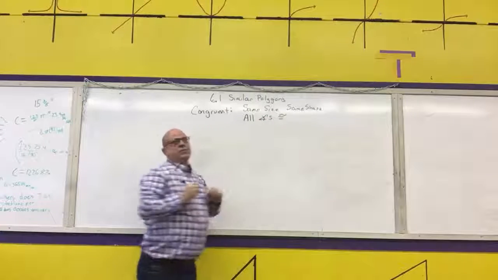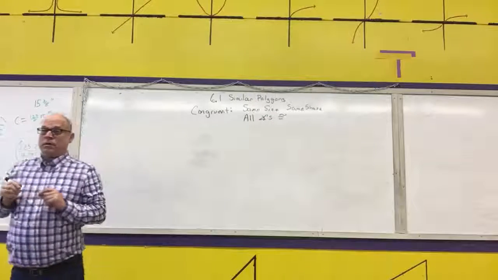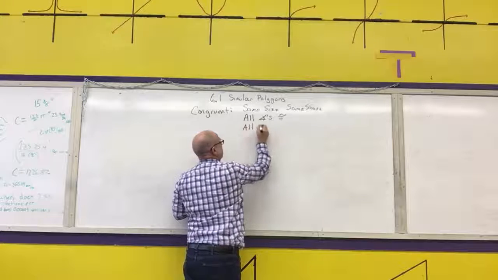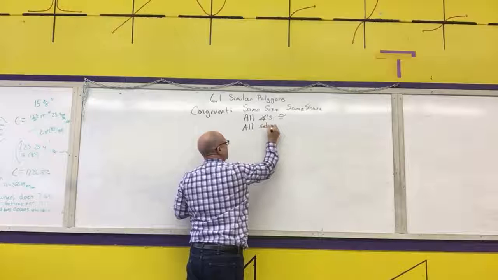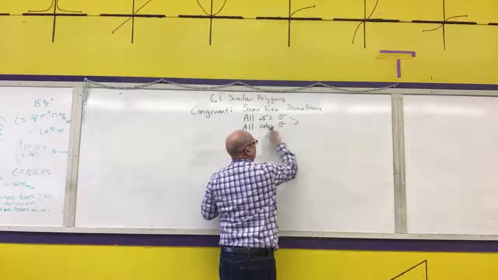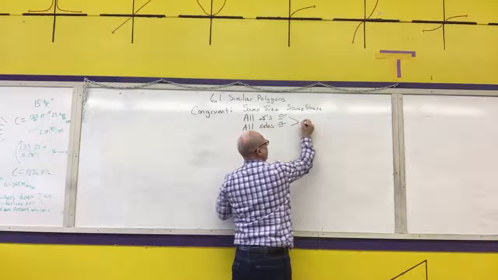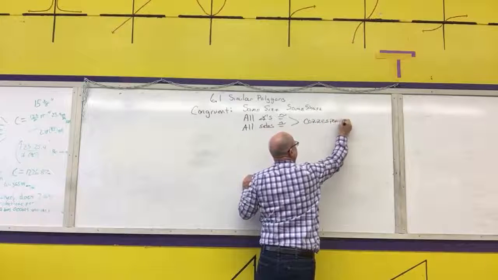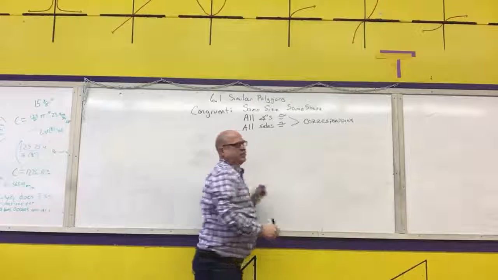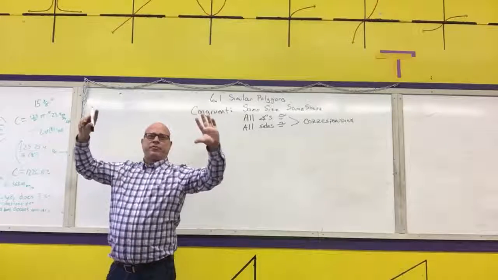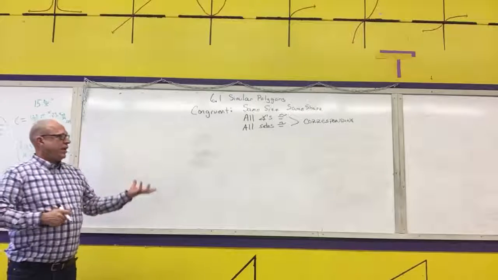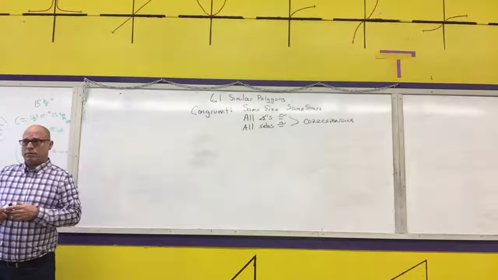And what about their sides? Congruent. All the sides had to be congruent. Okay, and when I say all angles and all sides, I mean the corresponding angles and the corresponding sides. Those are the ones that match up on the two figures. So to call something congruent, we had to show that all angles and all sides were congruent.